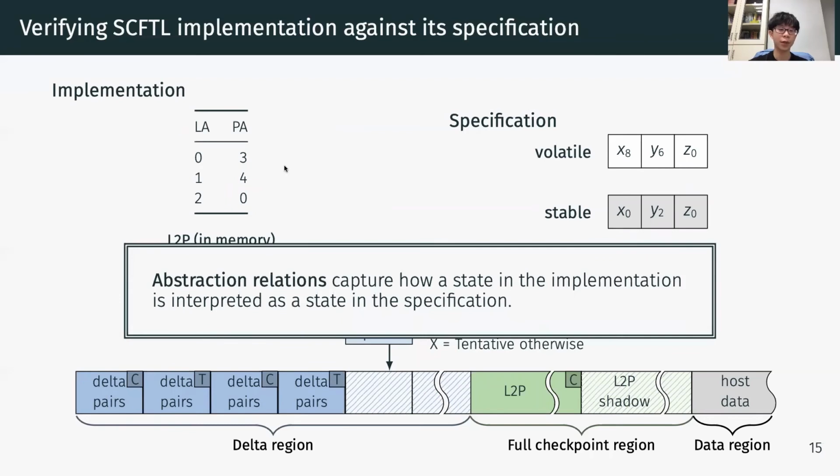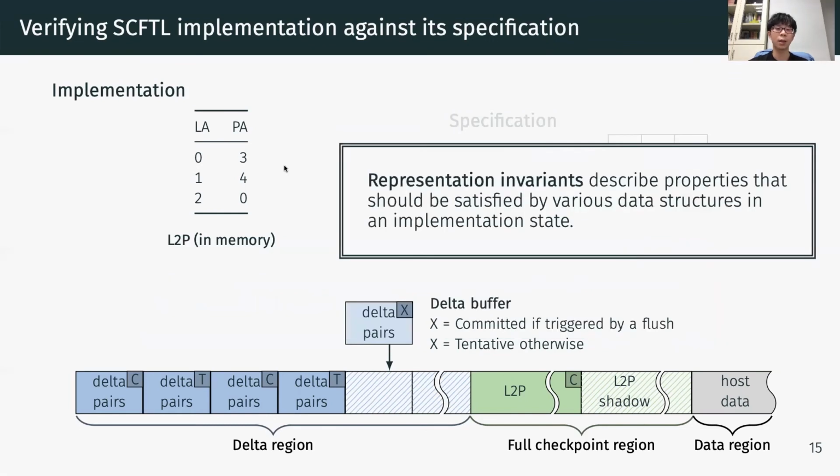Intuitively, abstraction relations capture how the state in the implementation is interpreted as a state in the specification. Besides, we often need some representation invariants to describe properties that should be satisfied by various data structures in an implementation state. Below, we will see a few examples of the abstraction relation and representation invariants required to verify SCFTL.